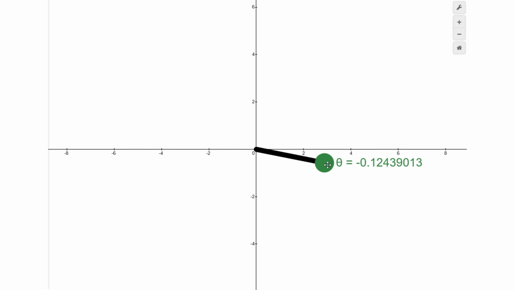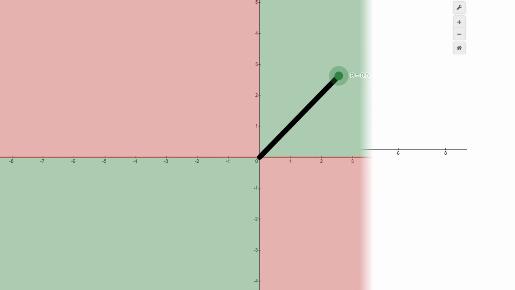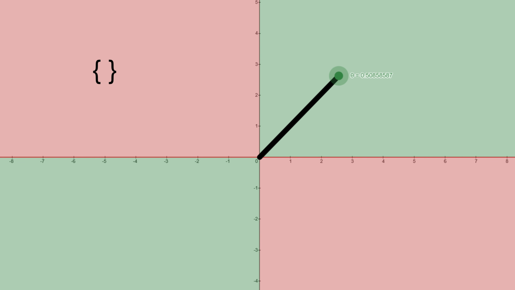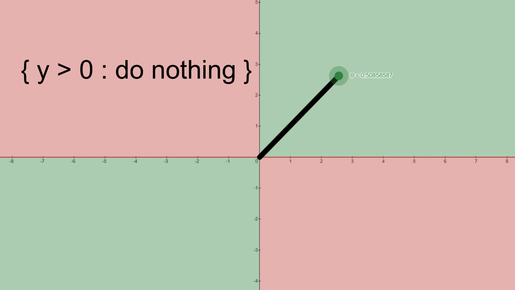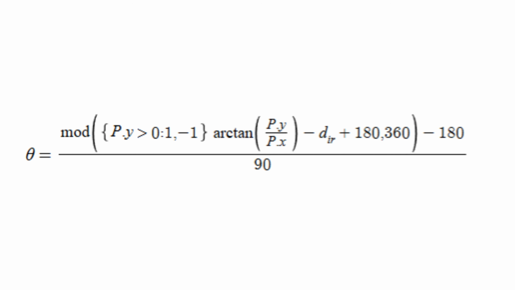To show you this, I'm going to plot every possible location of the point and the angle that gets calculated. In the green region, the angle is positive, and in the red region, the angle is negative. When the point's y position is negative, these regions are flipped from what we need them to be. We can flip them back by adding an if condition. If the point's y is greater than 0, do nothing, or multiply the angle by 1, but if the y position is less than 0, multiply the angle by -1. So now this is the expression for where our point is on the screen.